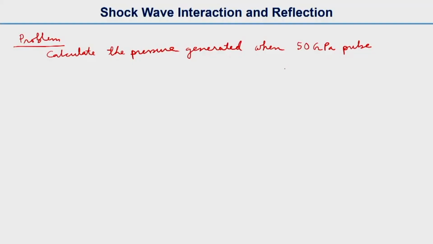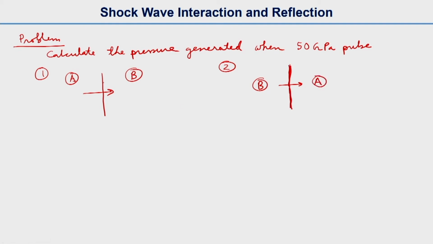So what will happen here is we have a material B and material A. So we will consider both the cases. First case is, let's say, from A to B, and in the second case we will assume the other case. Let's say second case is from B to A, and this is the interface. So we can draw the PUP diagram, that is pressure particle velocity diagram, from experimental data.